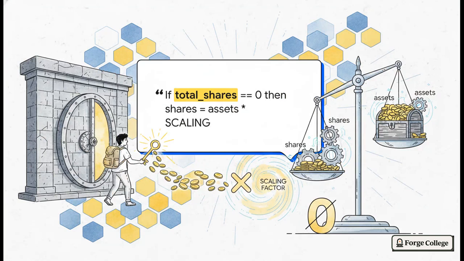And this formula is your golden rule for integer math. It solves the classic first depositor problem. You see, when your vault is brand new and total shares are at 0, dividing by 0 will just crash your program. So for that very first brave pioneer who deposits into the vault, we simply take their assets and multiply them by our scaling factor to set the baseline ratio. From that point forward, everyone else's shares are calculated based on the running ratio of total shares to total assets.